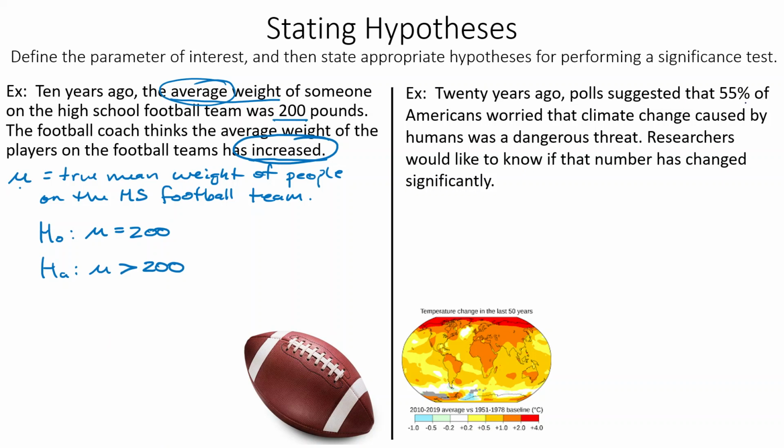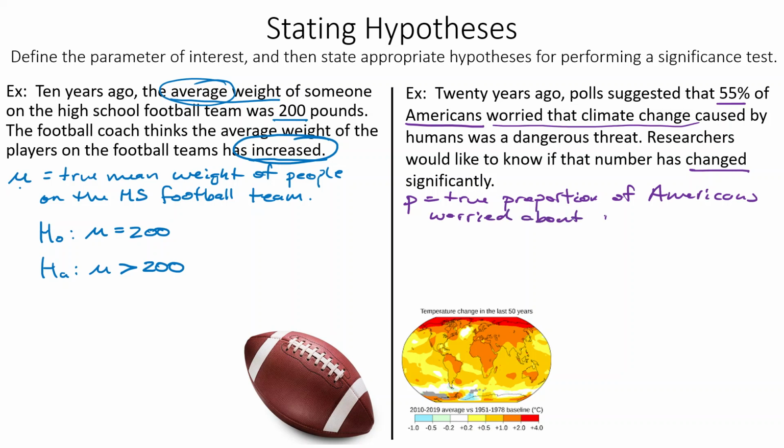20 years ago, polls suggested that 55% of Americans worried that climate change caused by humans was a dangerous threat. Researchers would like to know if that number has changed significantly. All right, so we're talking about the proportion of people who are worried about climate change. So p, it's a proportion, it's a percent, is the true proportion of Americans worried about climate change.